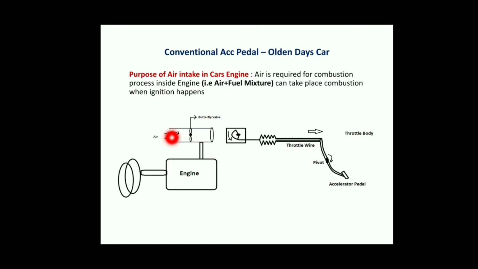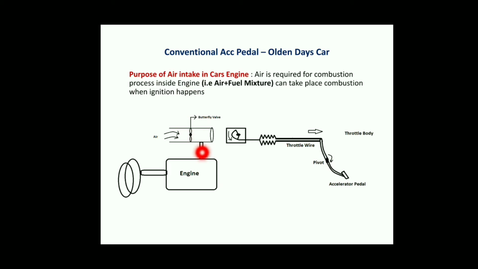Once the air comes in, depending on the air, the fuel is mixed, and the engine starts its combustion, which propels the vehicle. This engine part will be discussed in upcoming tutorials. In this video, just understand that whenever you press the accelerator pedal, the pivot pulls the throttle wire, and the butterfly valve opens for the air intake. This is the very conventional process of the accelerator pedal, and completely mechanical components are used.